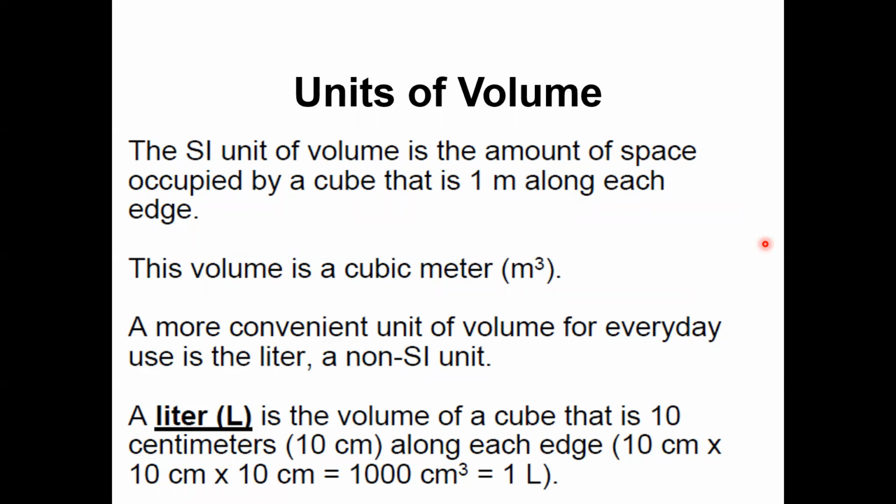The SI unit of volume is the amount of space occupied by a cube that is 1 meter along its edge. This volume is a cubic meter. A more convenient unit of volume for everyday use is the liter, a non-SI unit. So in chemistry, we use the liter instead of the cubic meter. A liter is the volume of a cube that is 10 centimeters along each edge. So 10 times 10 times 10 equals 1000 cubic centimeters, which equals 1 liter.